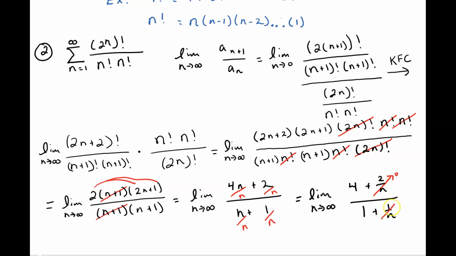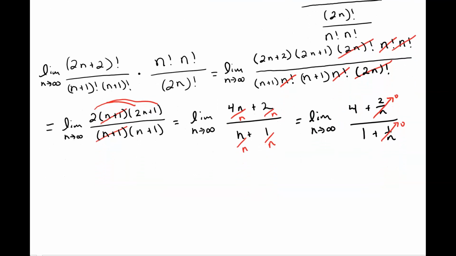This goes to 0. This goes to 0. What am I left with? I am left with something that equals 4. So this is my rho value.